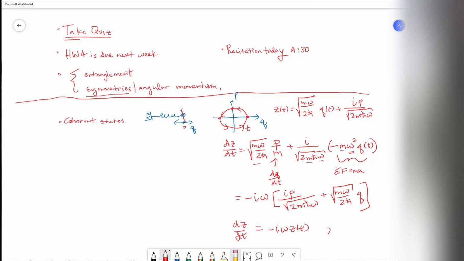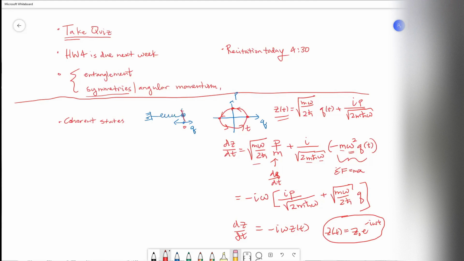And so that's just as expected. The solution to that is e to the minus i omega t, right? It oscillates around in a circle in the PQ space if you put P along the imaginary axis, which is what Z is all about. So it just makes a circle.